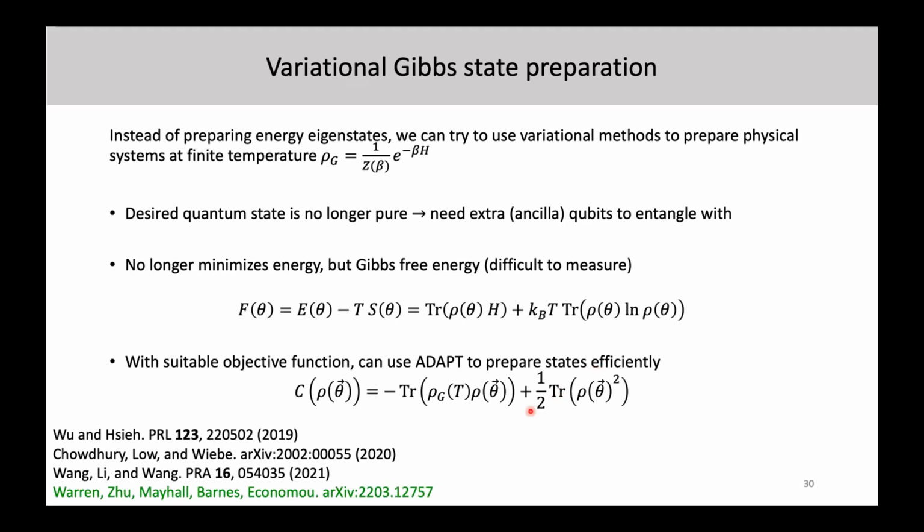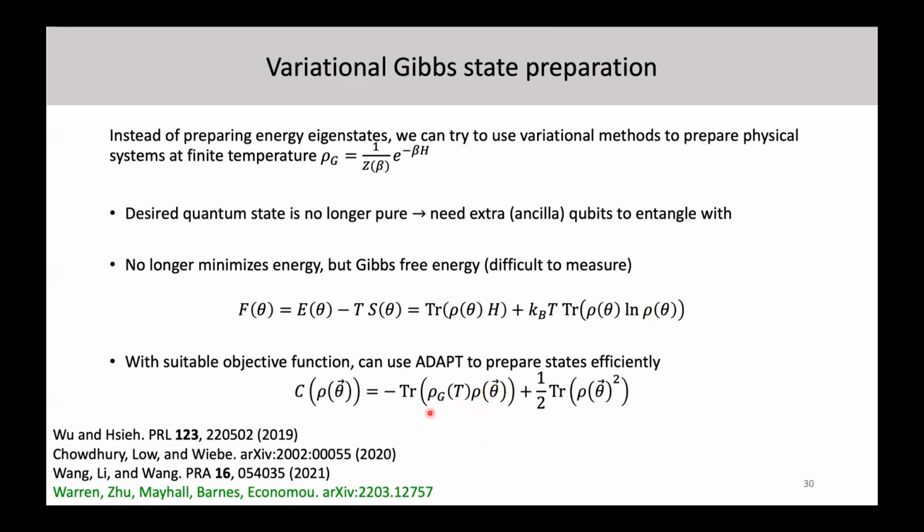But what we noticed in a recent work here, which just came out a couple of weeks ago, is that we can replace the free energy with a new cost function, which is shown here, where this does not depend on the entropy. And in particular, there's no log of the density matrix appearing here. It only depends on the purity of the state, which is straightforward to measure, as well as this trace of the Gibbs ensemble with rho.